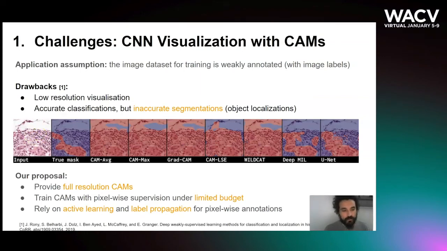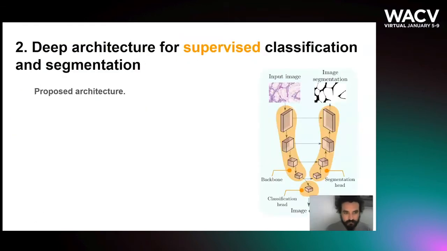In this work, we propose a method that allows to provide full resolution CAMs that are trained using pixel-wise supervision, but under a limited budget. To do so, we use active learning combined with a label propagation mechanism to increase the number of labeled samples to quickly improve the performance of the model. To explore the two types of annotation, we use this architecture that allows supervised classification training and also supervised segmentation training.